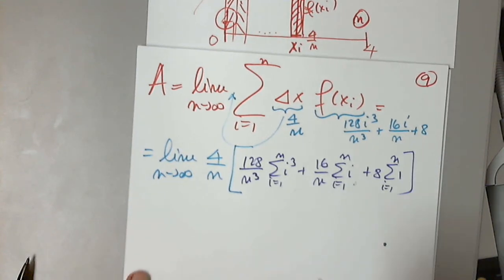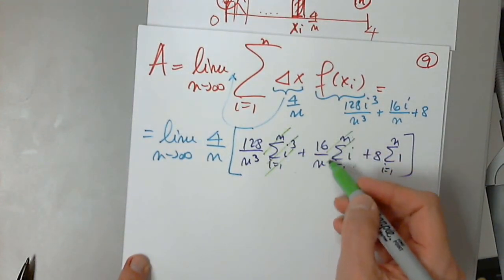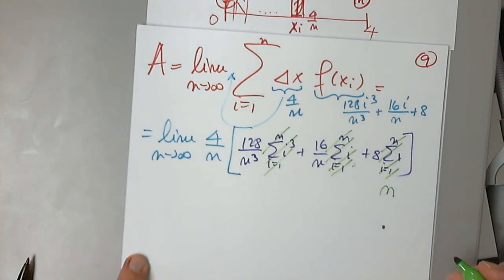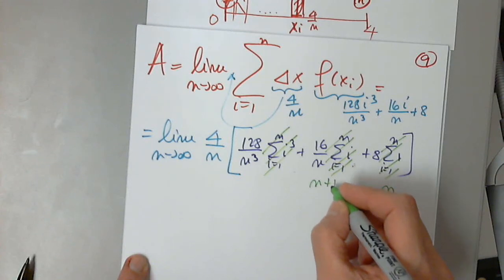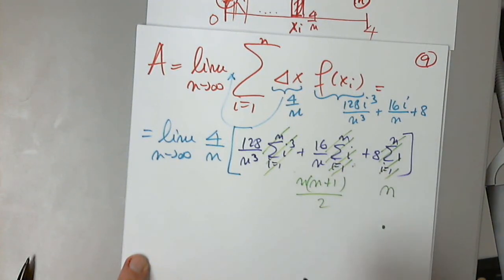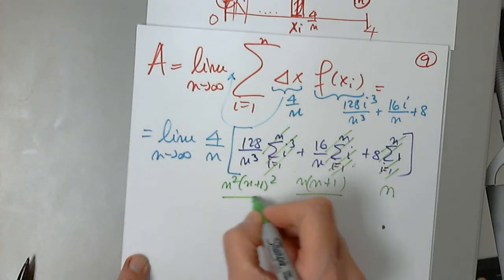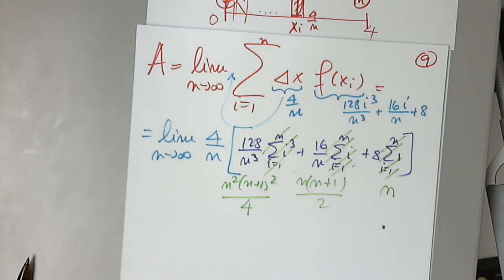Okay. So now this gets replaced, and this gets replaced. This one by n, this one by n times n plus 1 over 2, and this one by n squared, n plus 1 squared over 4. Is this okay?